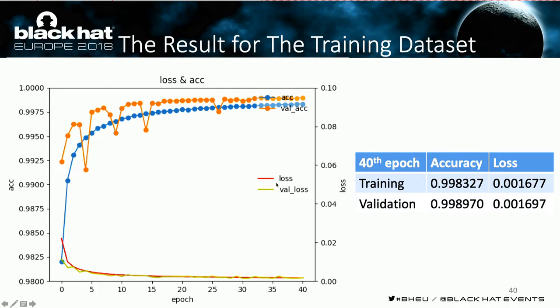This figure is automatically generated by Keras. I'm sorry, the legends are overlapping with the actual values. The blue line shows the accuracy of training samples, and the orange line shows the accuracy of the validation samples.